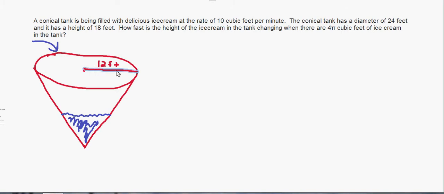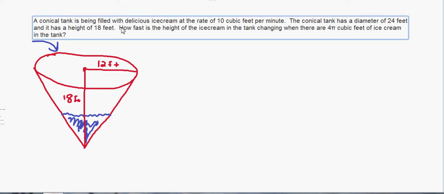Okay, and usually we care about the radius, not the diameter of the cone. And it tells us that it has a height from top to bottom of 18 feet. Okay, it tells us all that. And that's really all it tells us. How fast is the height of the ice cream in the tank changing when there are 4 pi cubic feet of ice cream in the tank?